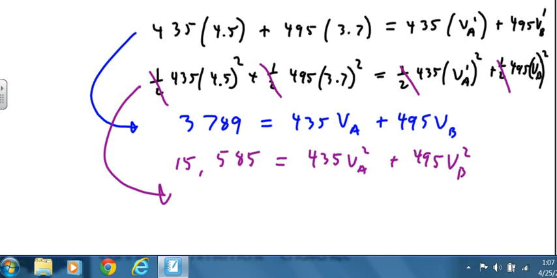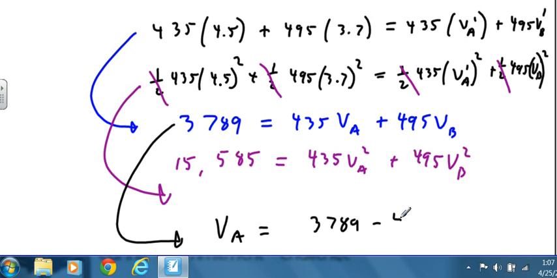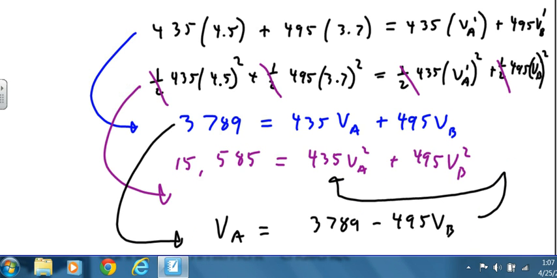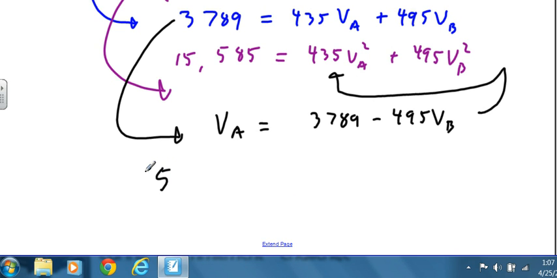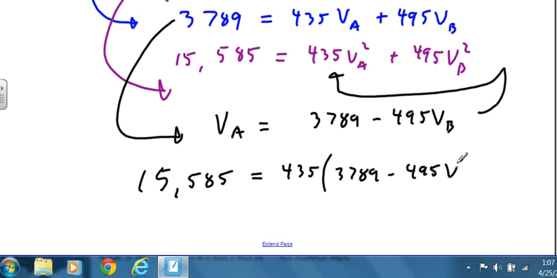So I'm going to take the top guy and say that VA is equal to 3789 minus 495 VB. And then I'm going to put that back into the first equation. So now I got 15585 is equal to 435 times 3789 minus 495 VB plus 495 VB squared.